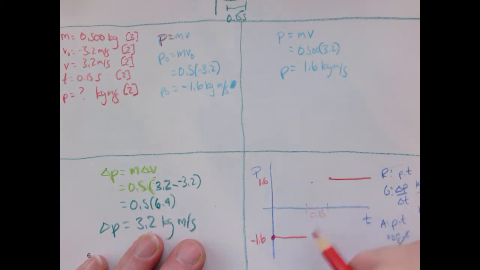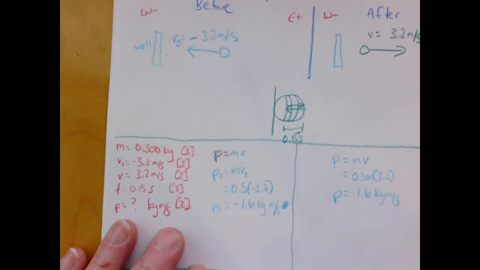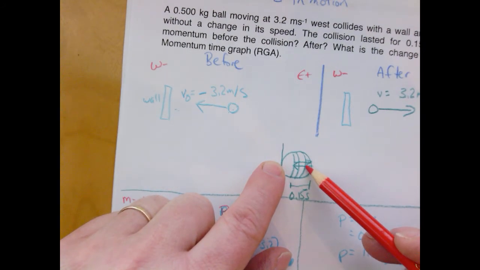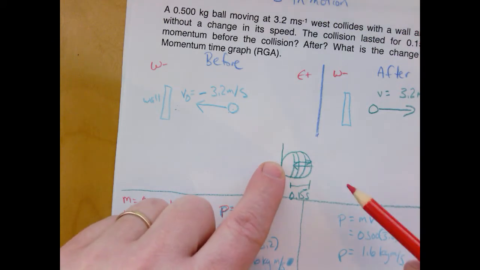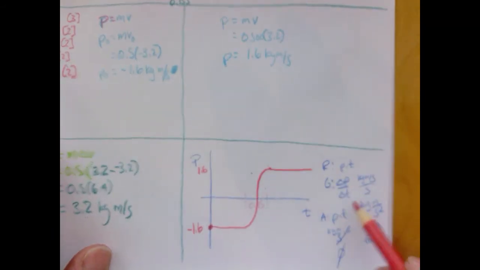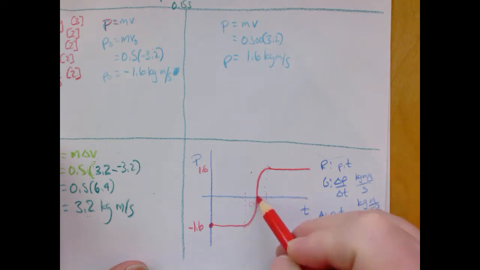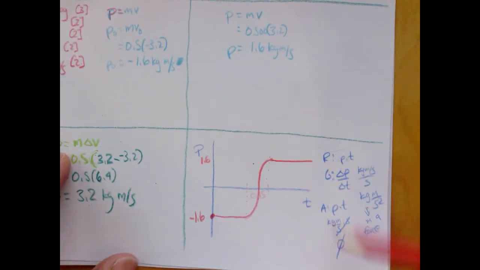What's not obvious to you, and you don't need to be able to unpack this for Regents, is that the force in between looks like this. Sigmoidal. The short answer is, if we've got this ball, it's kind of easy to compress it this amount, and then it's harder to compress it more. So if the gradient is the force, the gradient is small, then gets higher, reaches a maximum, and then decreases as it expands. But in any case, this is what the momentum time graph would be.